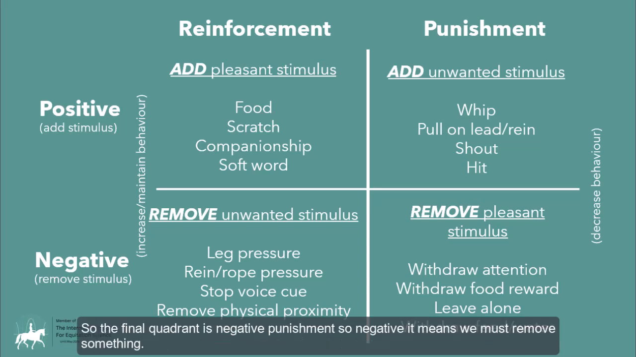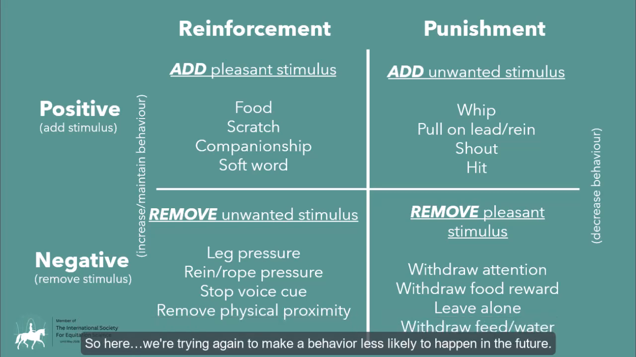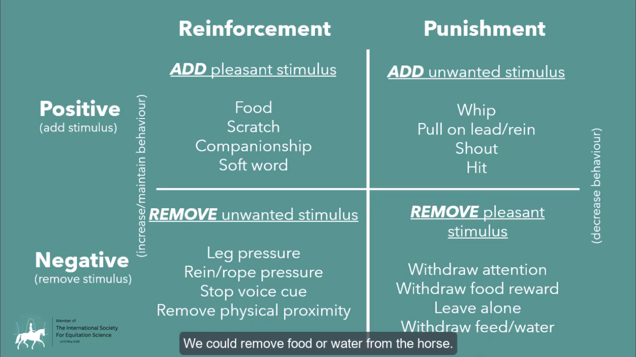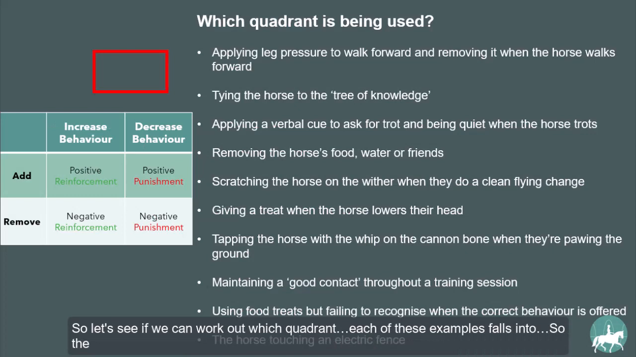So negative, it means we must remove something. So here we're trying again to make a behavior less likely to happen in the future. So some examples of what we might remove: we might withdraw attention, we could remove a food reward, we could leave the horse on its own, we could remove food or water from the horse. So let's see if we can work out which quadrant each of these examples falls into.